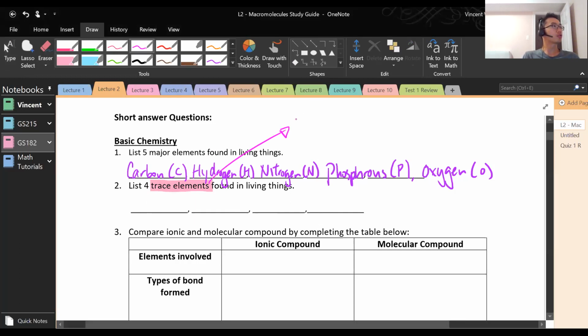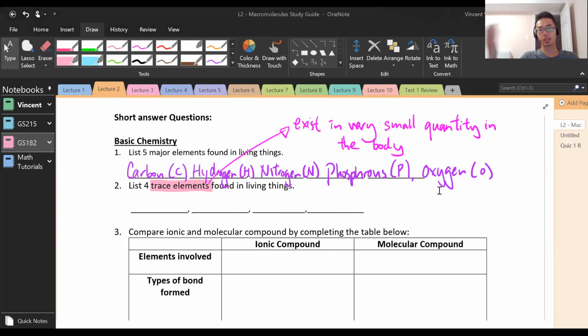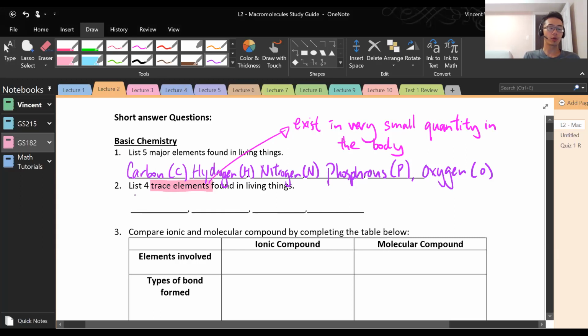Okay, so trace elements are elements that exist in very small quantity in the body. So if you have too much of it, it's usually going to cause some problem, and if you don't have enough of it, that's also going to cause a problem. It's one of those things that you need just a tiny bit of in order for the body to function at the right level. So examples include things like zinc.